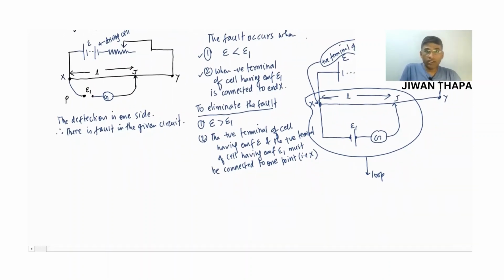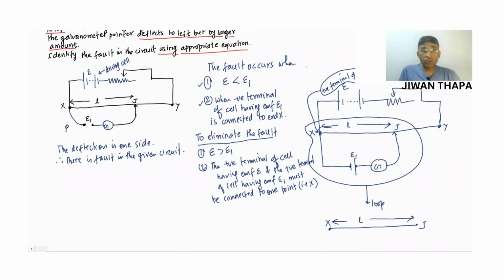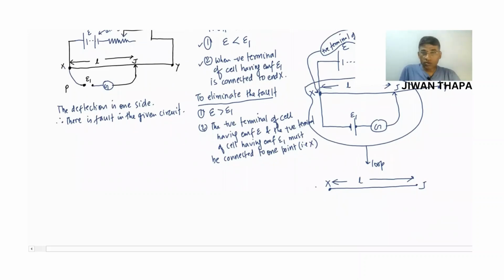So I'm drawing over here. Okay, let me draw over here. This is X, this is J, and the length is L. And we find X is connected to positive of E, that is cell having EMF E. So this is positive and this is negative.